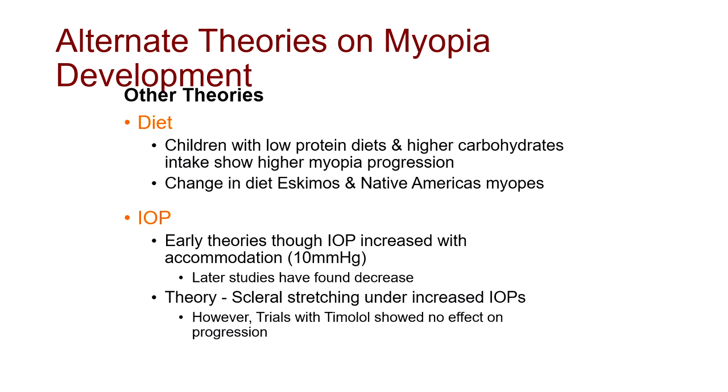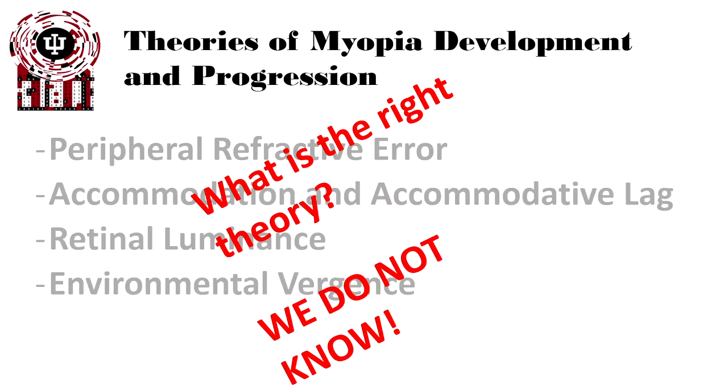There are some alternative theories of myopia development, including diet and IOP, but they are largely discredited at this point in time. So what is the right theory? The short answer is we don't know at this time. And it's ultimately probably a combination of some or all of these theories.